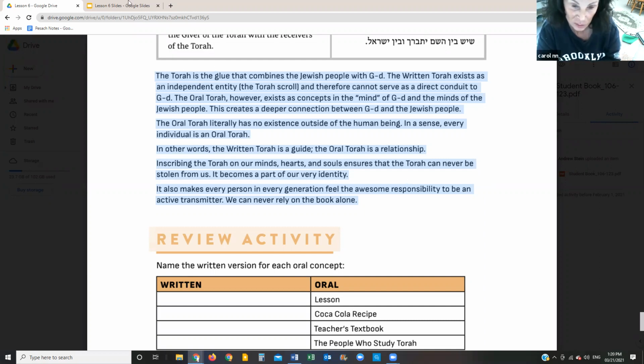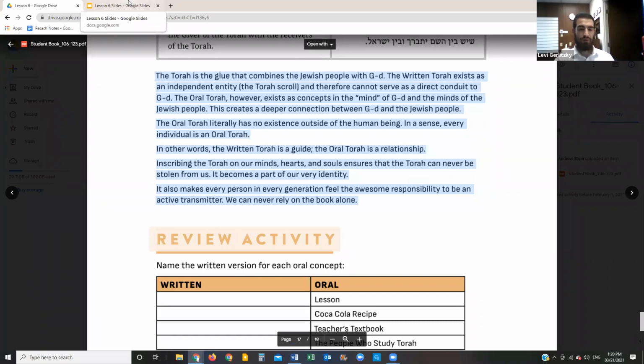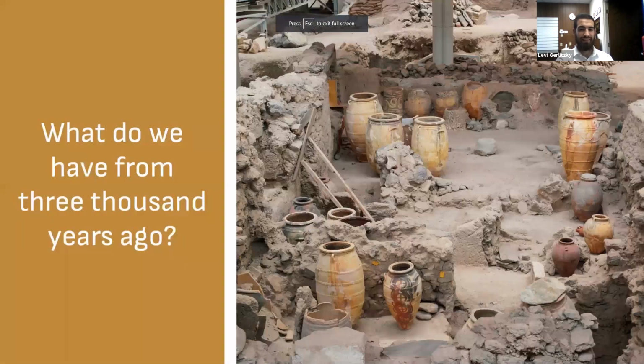Very good. So to use an example, let's ask, what do we have from 3,000 years ago? And the answer is maybe you could find a few pots, a few barrels, a few jugs. That's about it. Why is it that we don't have a lot more?